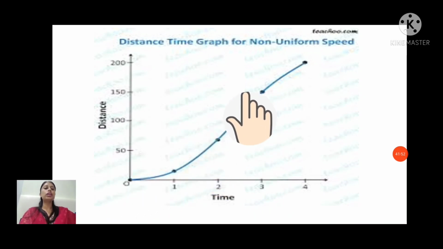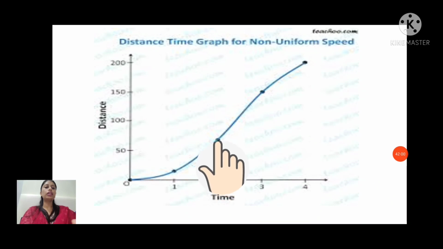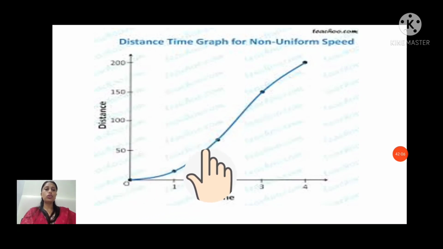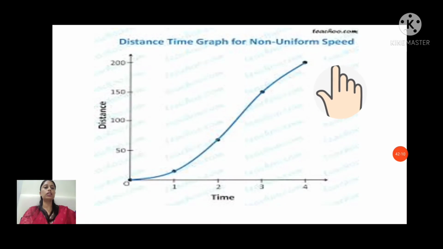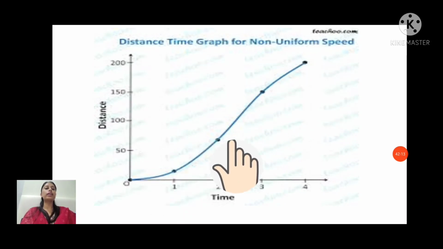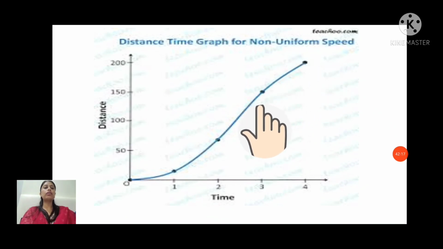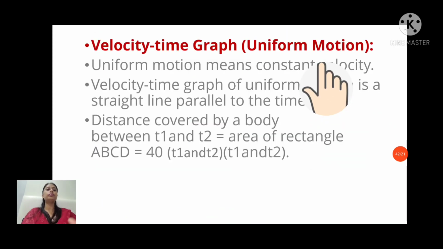So here you see the distance is not the same. Suppose here it was 20, then here it was 70, then here it is 150, then here it is 200. So the distance is not the same. When you join these points of distance and time, you will not get a straight line. You can see a curve, and that will represent non-uniform motion or non-uniform speed.